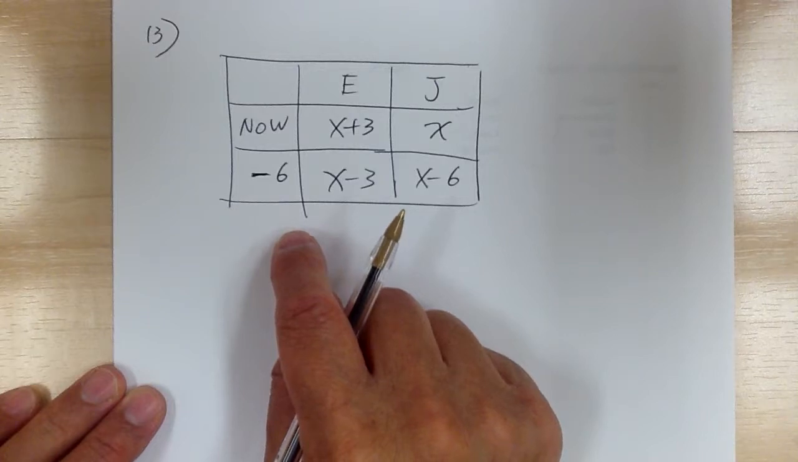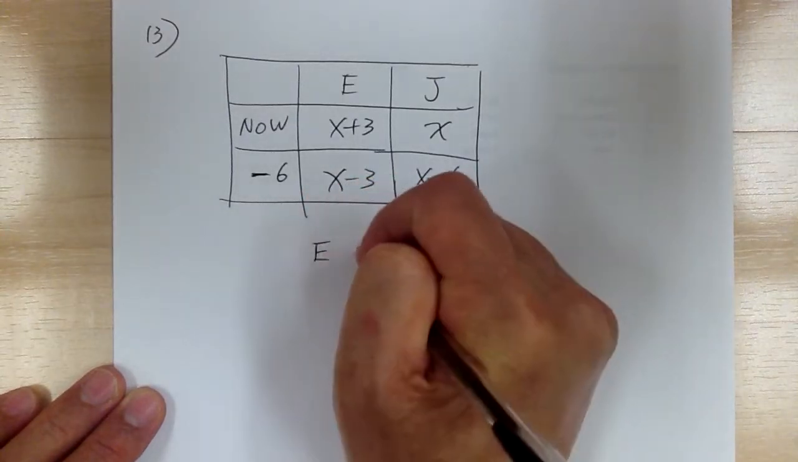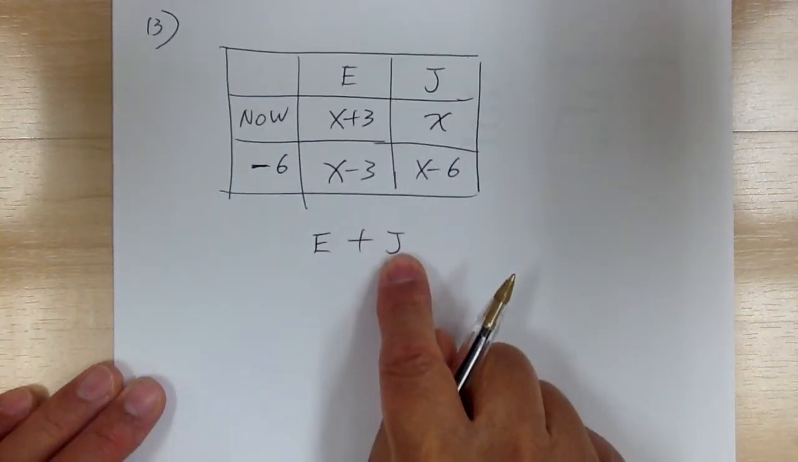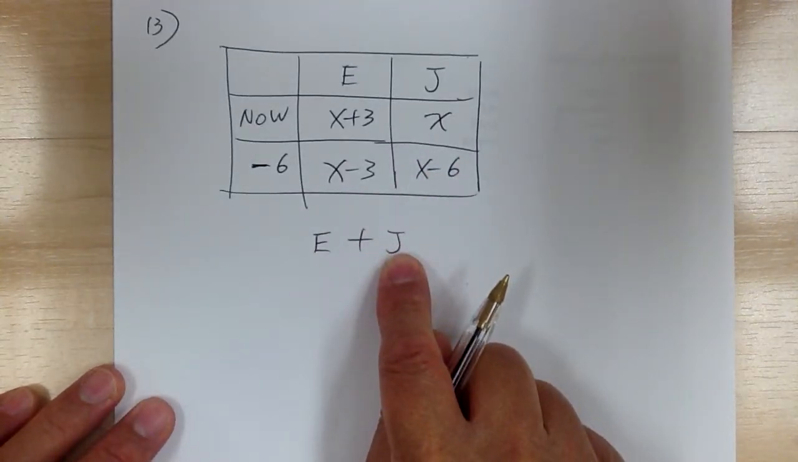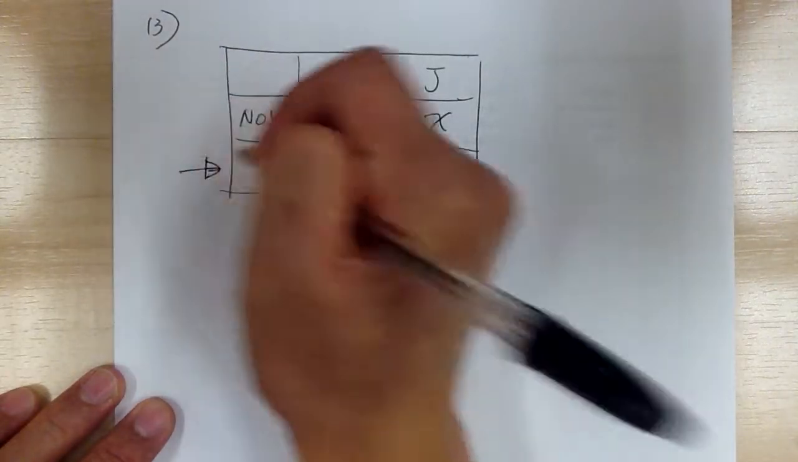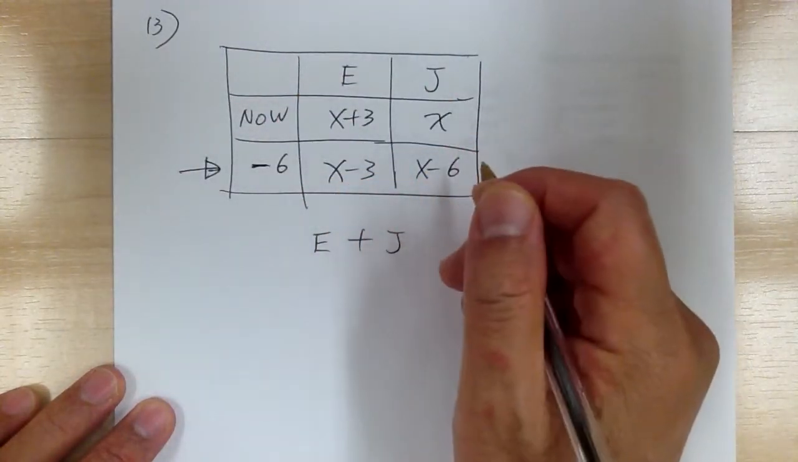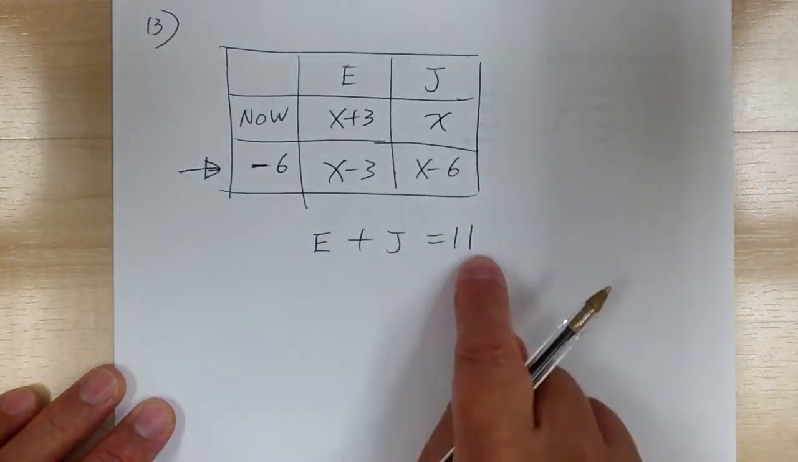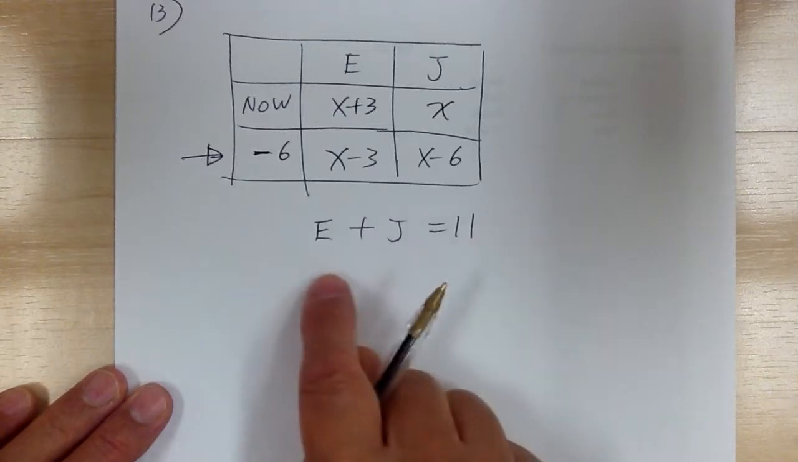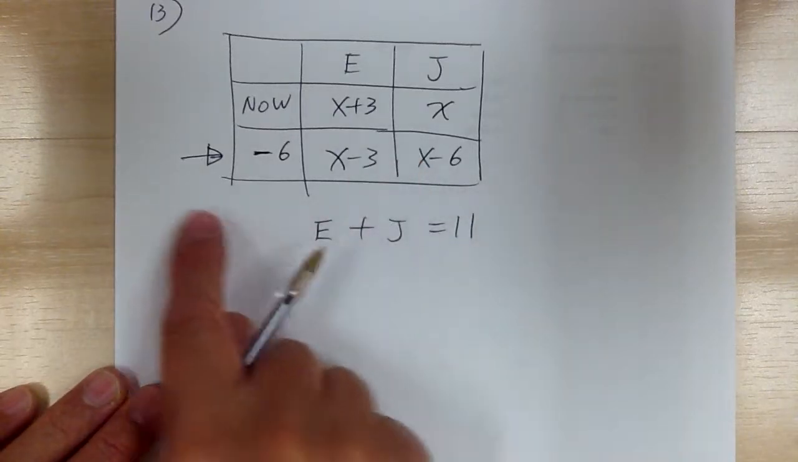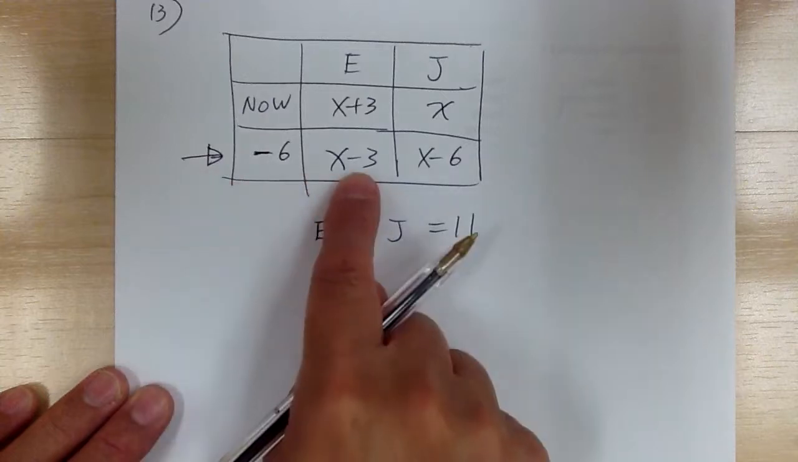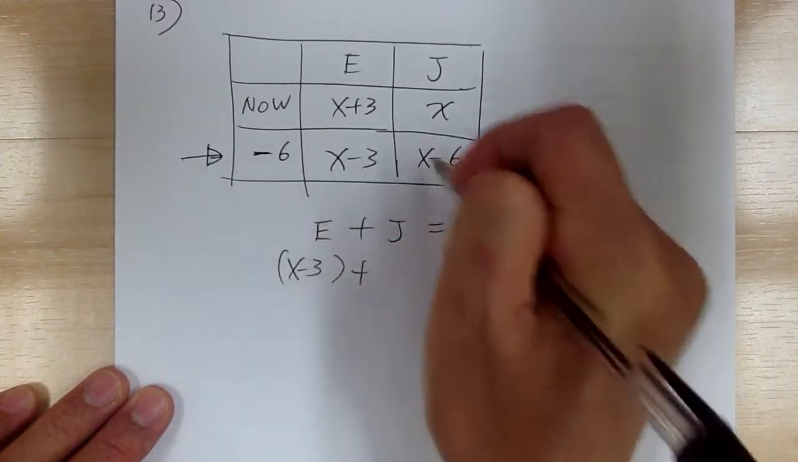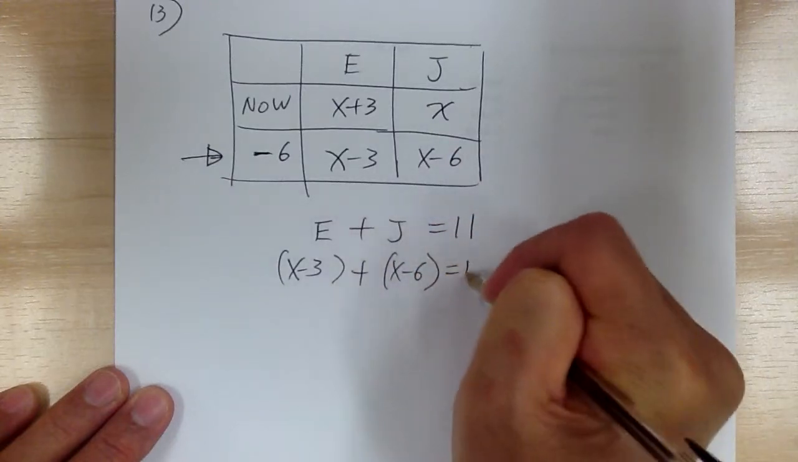The second sentence is Emily. If Emily and Jack combine age, so plus Jack, right? Emily and Jack's combined age 6 years ago means this one here. That's the one you have to substitute, or 11, right? So again, their combined age was 11. So what are their ages now? Talking about 6 years ago, so this is what you need to substitute. So you're going to have x minus 3, and this would be x minus 6, equal to 11.